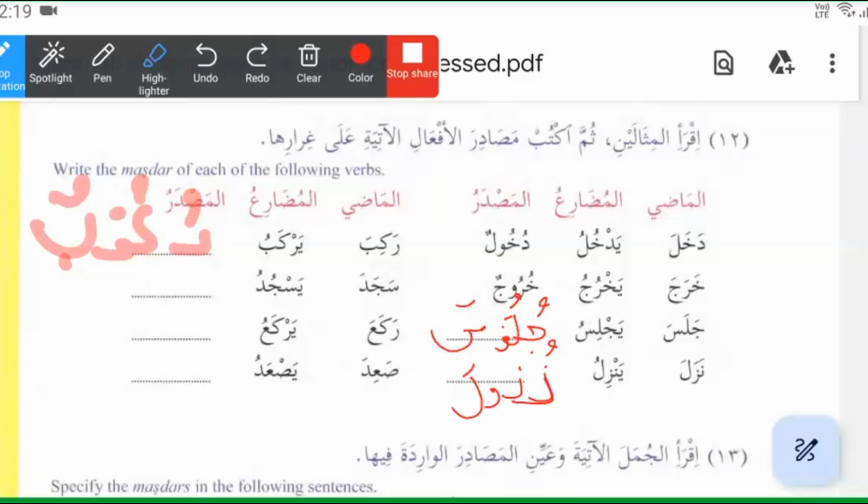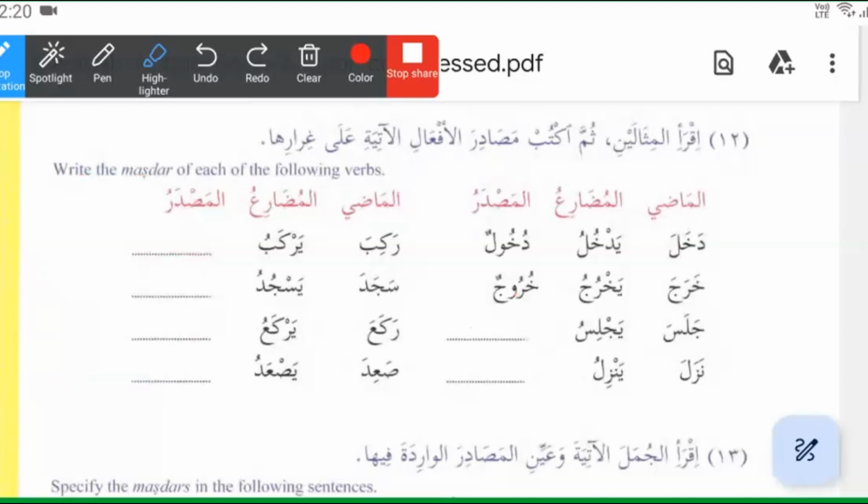Rakiba, then we have raka'a yarkau, which means to do ruku. Then we have sajada yasjudu means sujud, to prostrate, to do sajda. Then raka'a yarkau, afwan, rukuun means to do ruku. This is rukub means rider. Then we have saida yas'adu means to climb. Then we have suudun means climbing. So these are all masdar. They are all on the wazn of fuulun. So you can say nuzulun, dukhulun, khurujun.